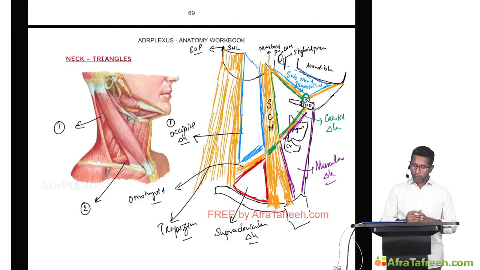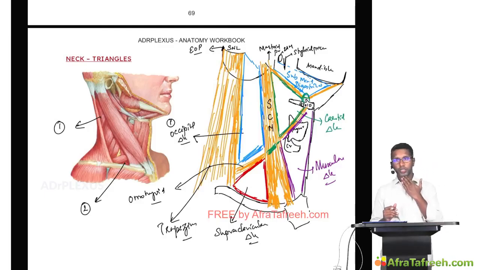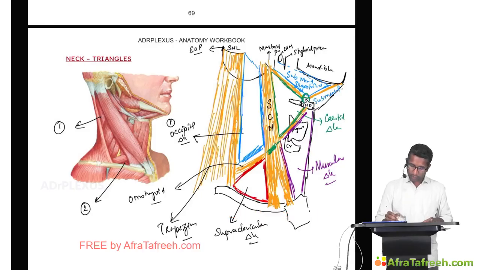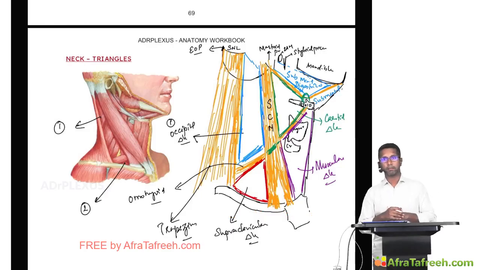And the triangle you see here below the chin is called the submental triangle.